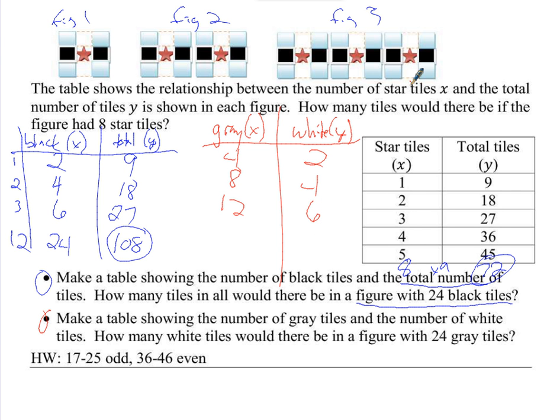Do you see the pattern that's going on here? What's the relationship between the number of gray tiles and the number of white tiles? It divides by 2. However many gray tiles I have, I'm going to have half as many white tiles. You guys all see that? Okay. So now let's go back to the problem. How many white tiles would there be in a figure with 24 gray tiles? Well, I have 24 gray tiles, and we said that the relationship here is divide by 2. So 24 divided by 2 would be, so the answer is actually 12 white tiles. That's the whole section.